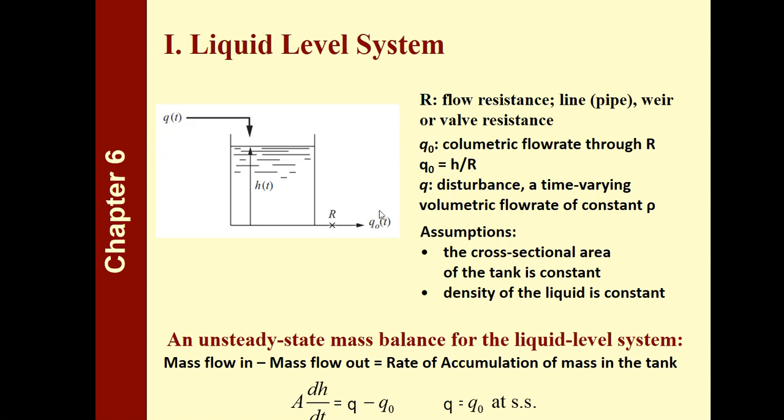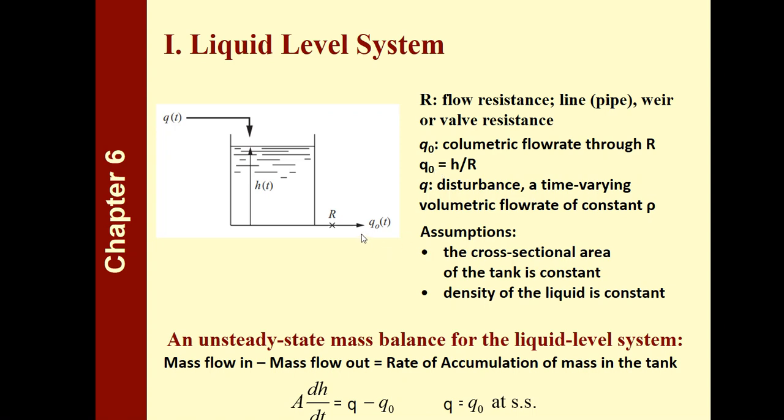Now, our Q sub O has a linear relationship with the head, and in this particular linear relationship, you have the incorporation of the R. That equation is given by Q sub O being equal to H divided by R. So it's a linear relationship with the reciprocal of the flow resistance as the slope of the line. So the head is directly proportional to Q sub O, and its relationship with it is linear.